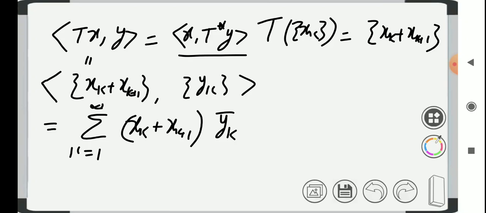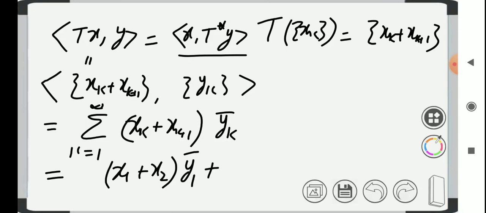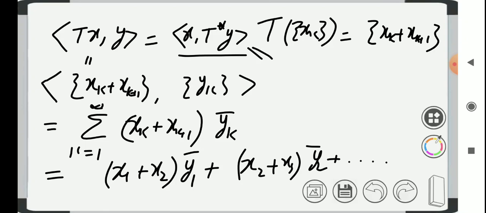Let us decompose this sum. What is this sum actually? The first term will be x2 y1 conjugate. Then if we take k equals 2, this will be x3 y2 conjugate plus and so on. The sum will be like this. Now we will try to decompose this sum in terms of the inner product of x with T star y, which will give us an explicit relation for T star y. So let us decompose this sum.